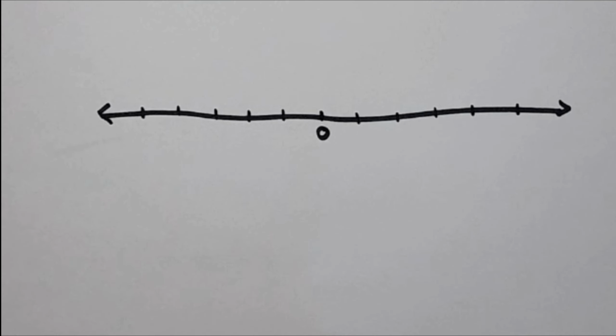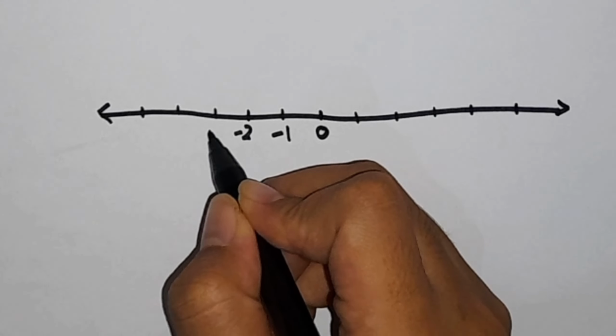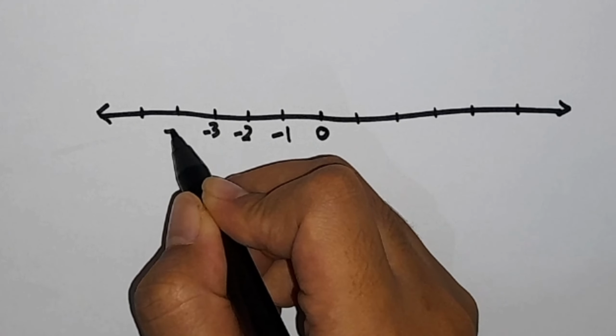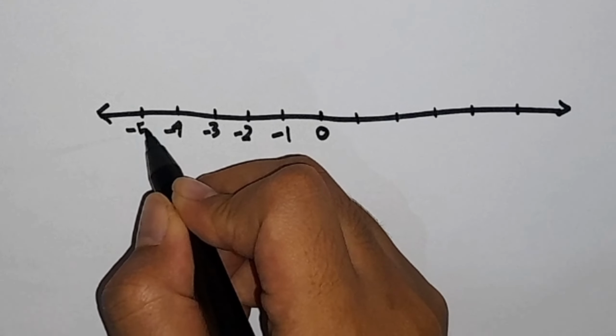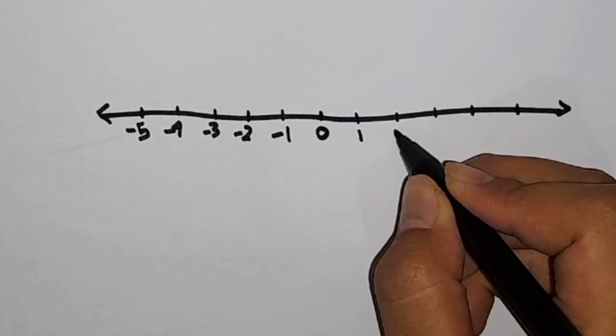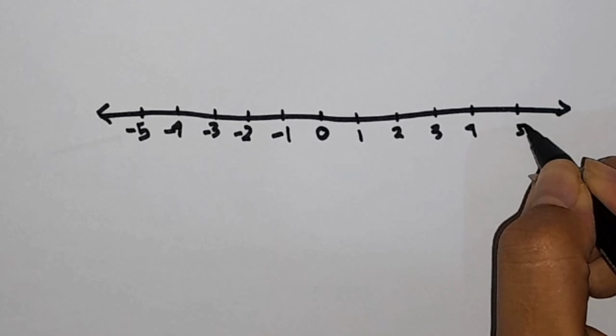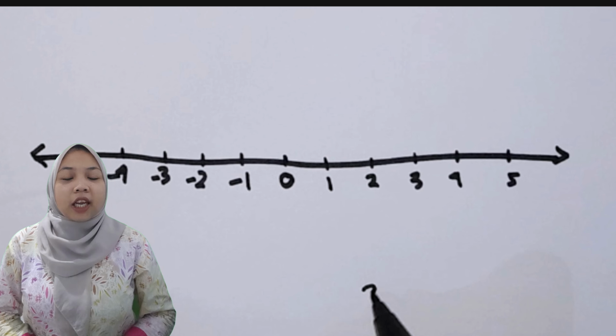On the left side of 0 are negative numbers, so we'll write negative 1, negative 2, negative 3, negative 4, negative 5. And on the right side of 0 are positive numbers, so we will write 1, 2, 3, 4, 5. Now the number line can be used for addition and subtraction.